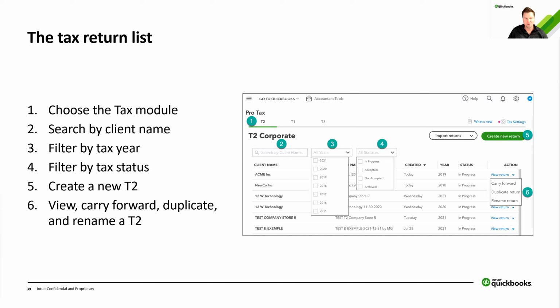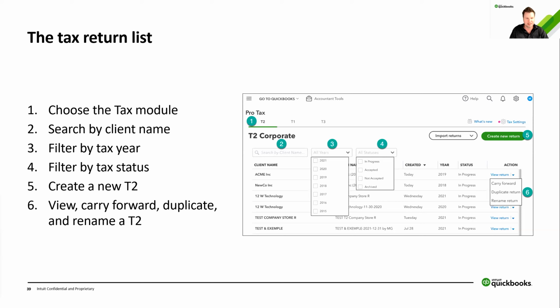Number 2, if you have hundreds of tax returns, hundreds of clients, and you don't want to scroll through and search that way, you can search by client name. So, again, if you are used to the QBOA environment, it's a pretty powerful way of searching, and many different ways that you can search by client name.